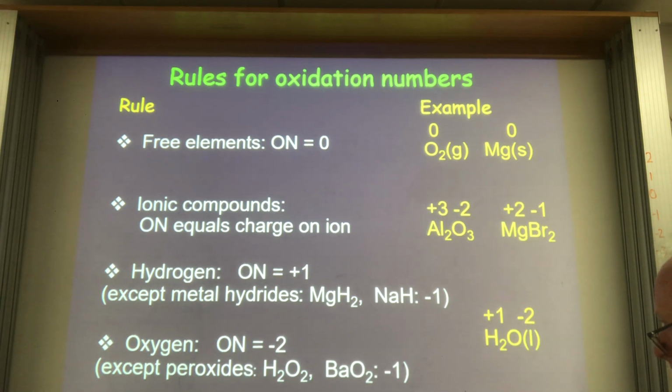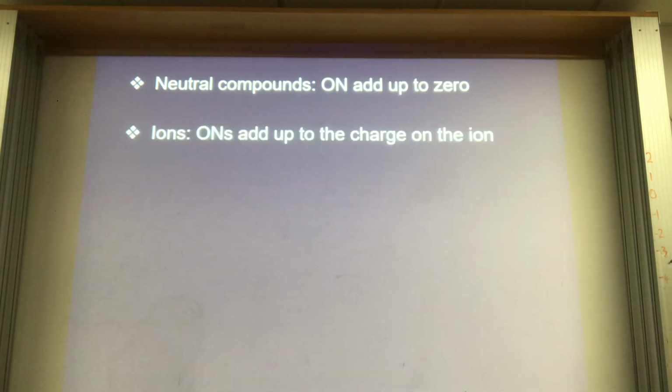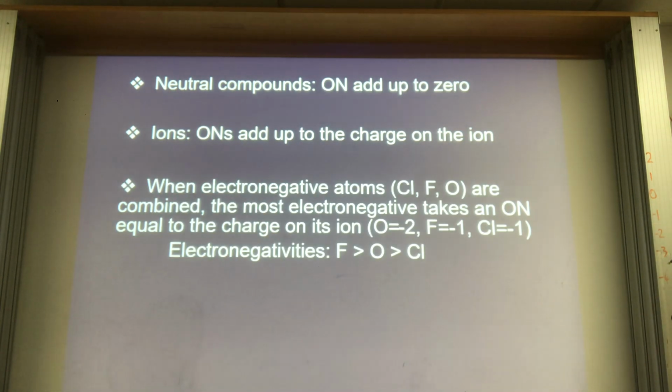Now that will often leave you with one element you need to find the oxidation number of. So you do a little bit of arithmetic, and it's based on the fact that if you've got a neutral compound, the oxidation numbers will add up to 0. If the overall thing you're dealing with is an ion, then the oxidation numbers will add up to the charge on that ion. And again, that'll become more obvious when we see a few examples.